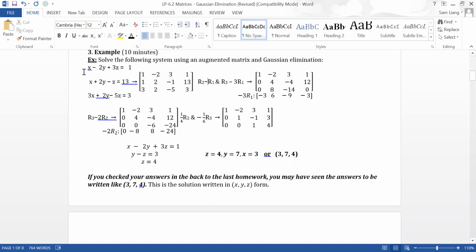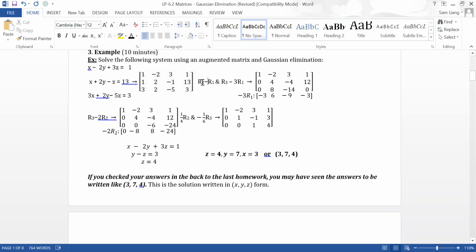All right, anyways, here's the system of equations. We have x minus 2y plus 3z is 1, which I write as 1, negative 2, 3, and 1 in the first row of the matrix. Then we have x plus 2y minus z is 13, which is 1, 2, negative 1, 13 for the second row. Then we have 3, 2, negative 5, 3 in the third row. Okay, so this is the initial matrix.